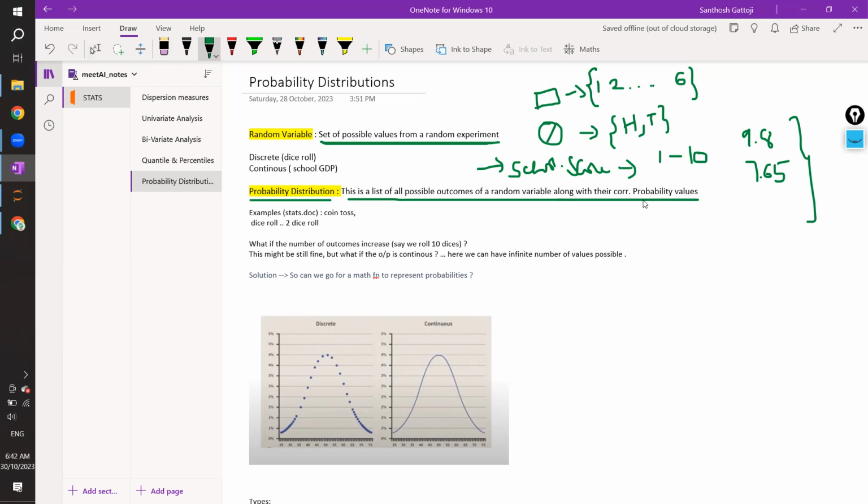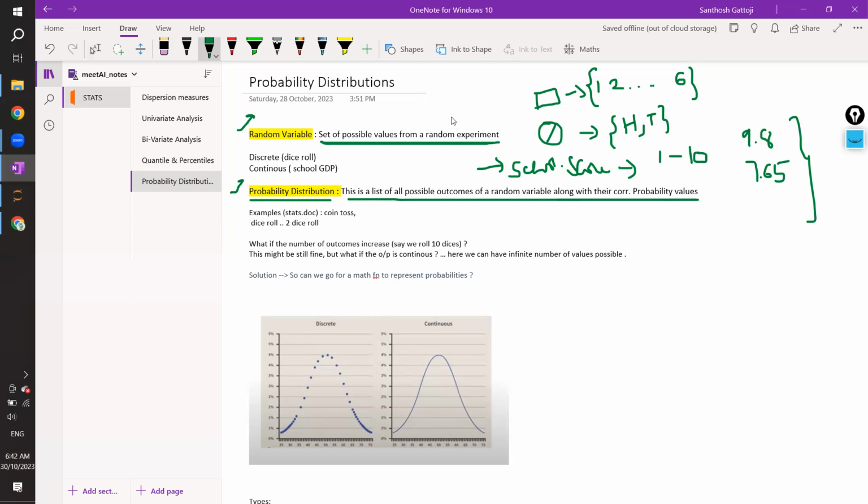Okay. Are you getting this? Did you understand what a random variable is and also what a probability distribution is? Fine. So the random variable is all the possible values. But each possible value will also have some probability, right?